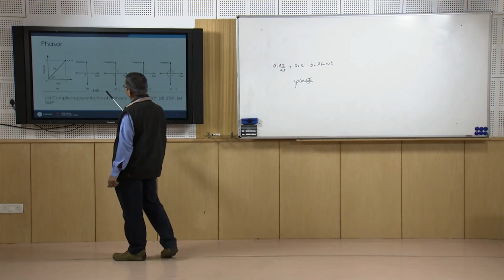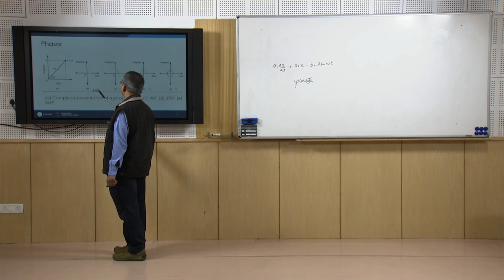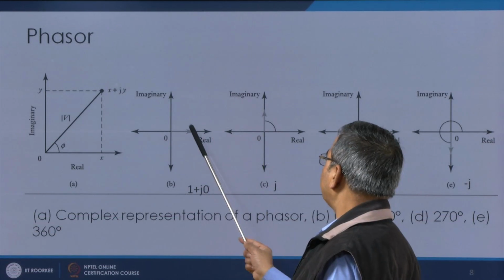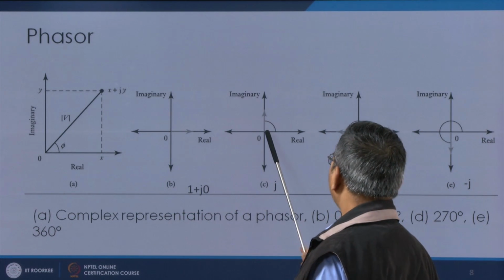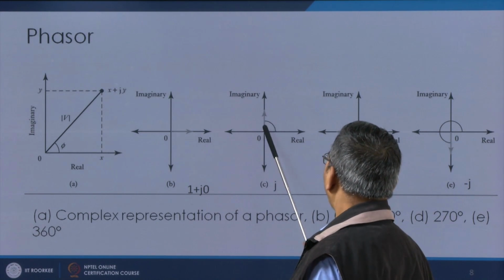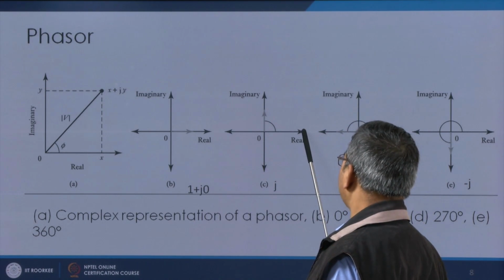Say for example, here we have a phasor of unit magnitude along the real axis. Okay. So, I can represent this phasor as 1 plus j 0, because here the imaginary component is 0. Okay. Now, suppose I rotate this phasor by 90 degrees like this. Okay. Then what will happen? This will come to this position. Okay. And this phasor will be given by what? Only the j component. Okay. Because the real component is going to be 0 here.